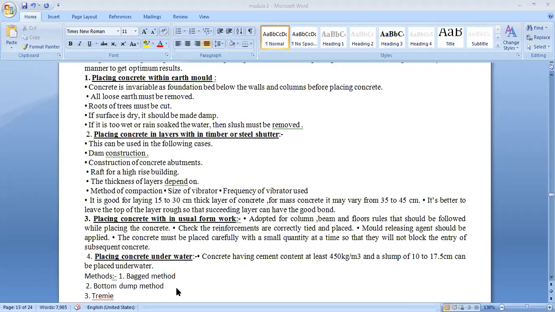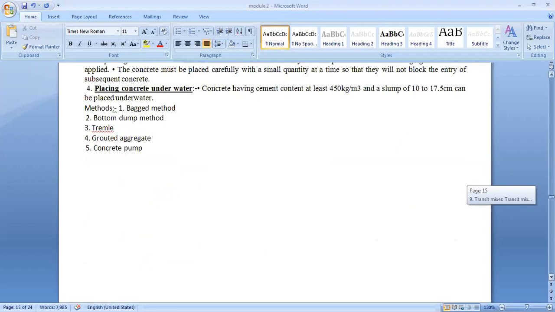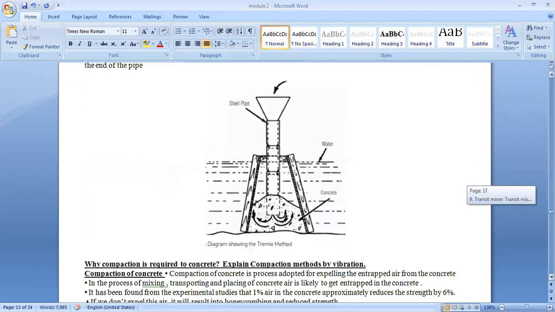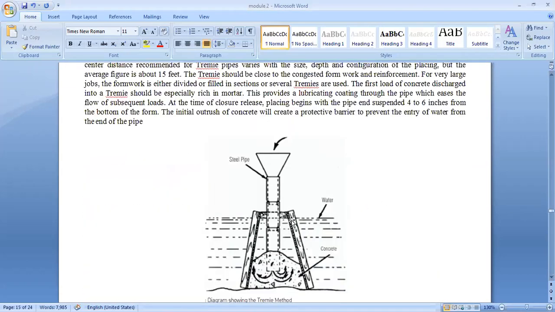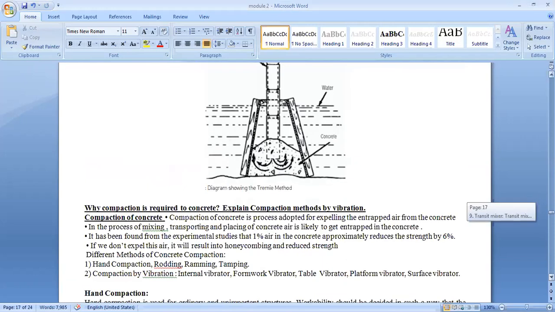And last, we discussed the placing of concrete underwater. In that method, we discussed the tremie method. Here it is the tremie pipe, and this will be the tunnel. Here we are going to pour the concrete, and the concrete will be filled in the water. These points we discussed.